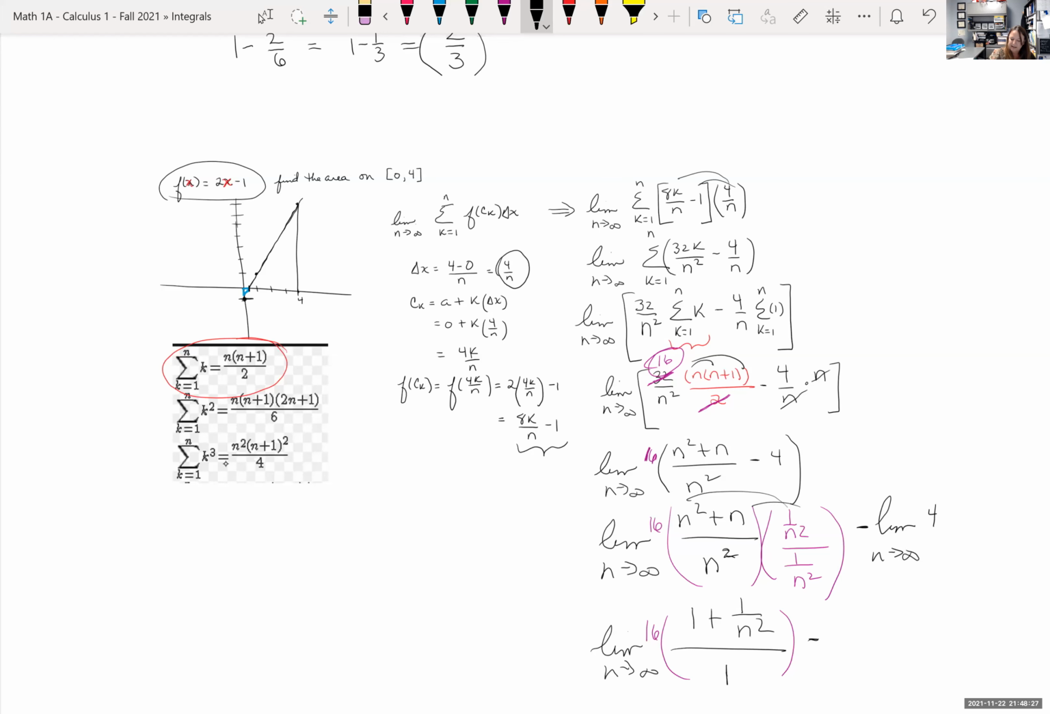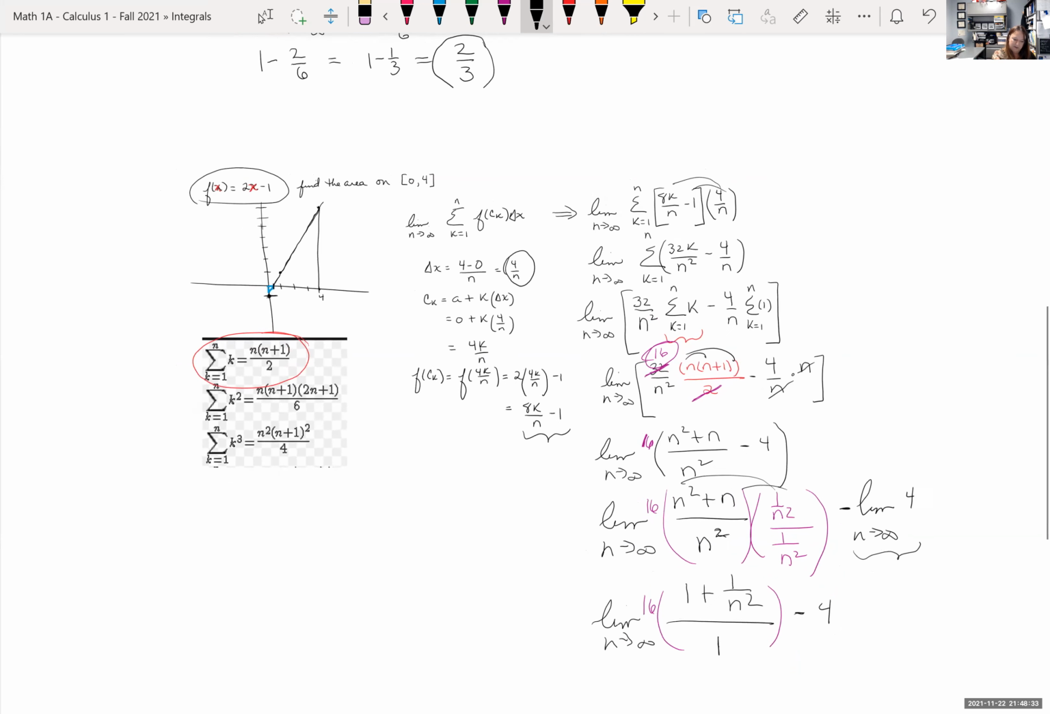So minus limit as n goes to infinity of 4 is just 4. As n goes to infinity, that 1 over n squared goes to 0. So I have 1 over 1 times 16, which is 16. So I have 16 minus 4, which is 12. This is actually called the net area.